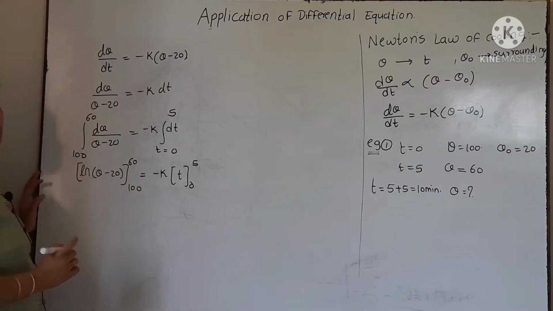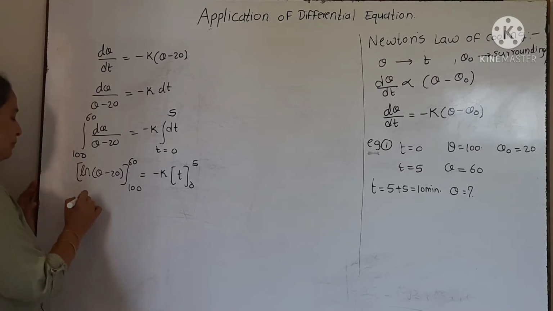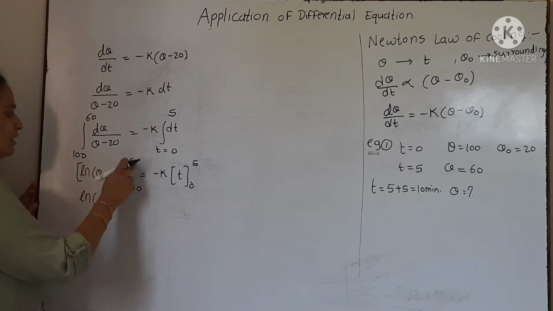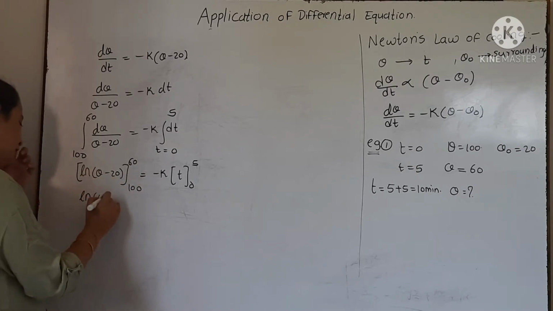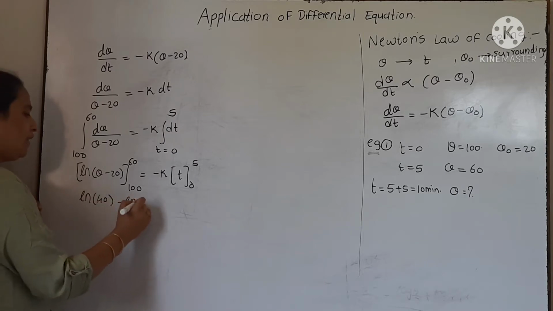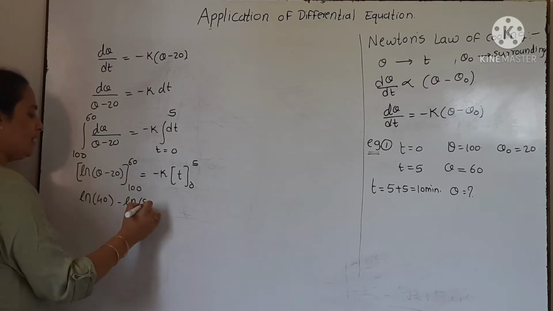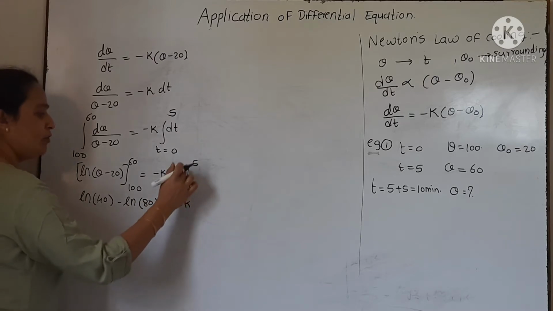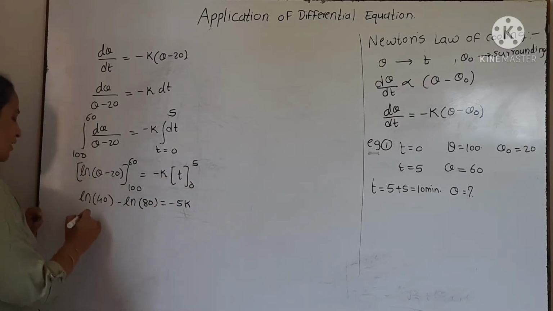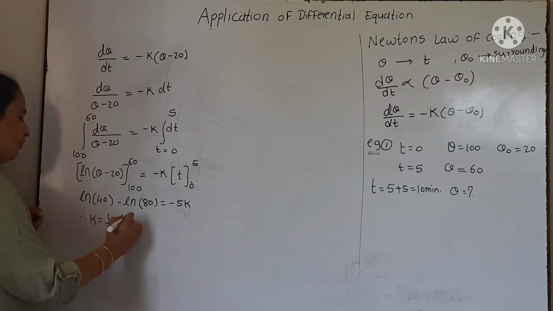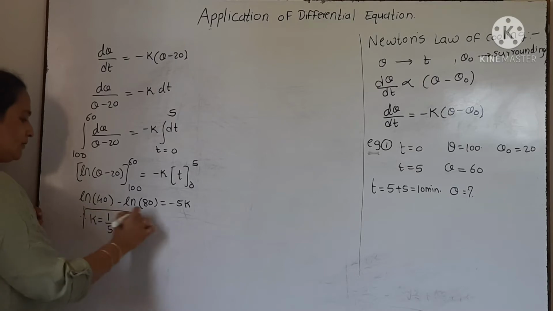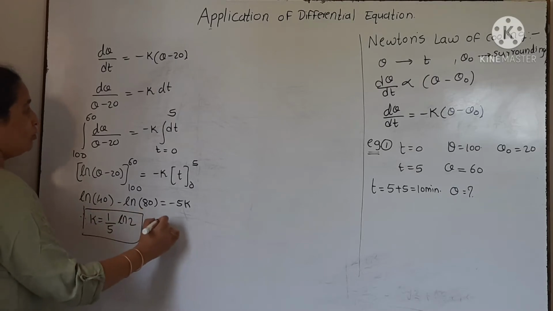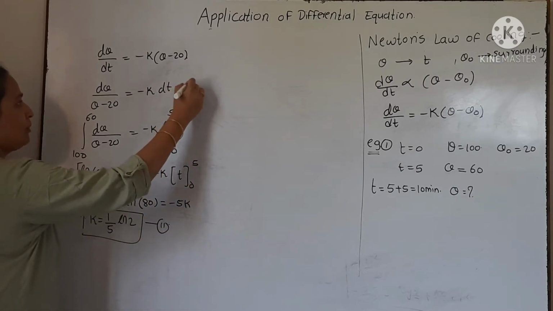Now we'll apply limits, upper limit minus lower limit. We get ln of 60 minus 20, that is 40, minus ln of 100 minus 20, that is 80, equal to minus 5k. 5 minus 0 is 5. Therefore the value of k is 1 by 5 ln of 2. Say this is equation number 1.